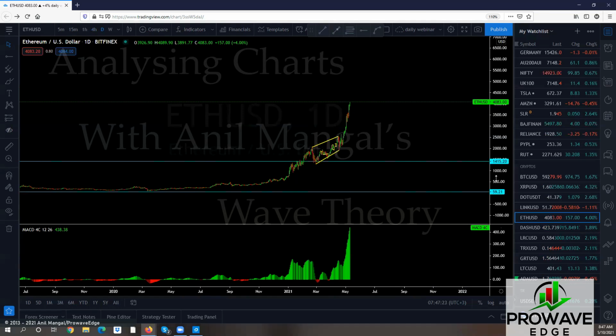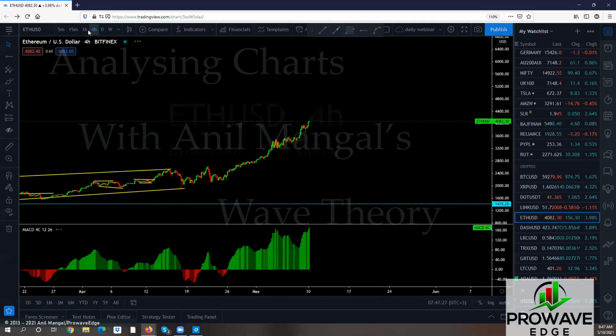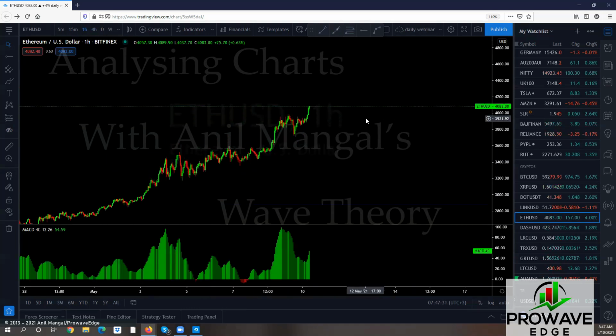So which is the next one that will go? This is moving really fast. I'm not sure if you want to buy there, but if you want to buy, let's see if we have a buy setup. Nope, it's gone already. You have to wait for another correction. Wait for another correction, and then buy.